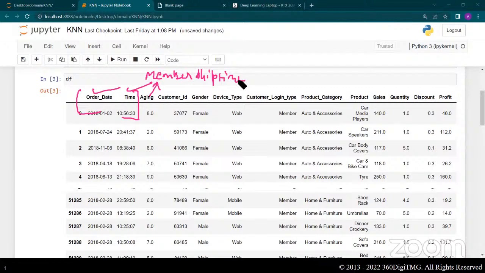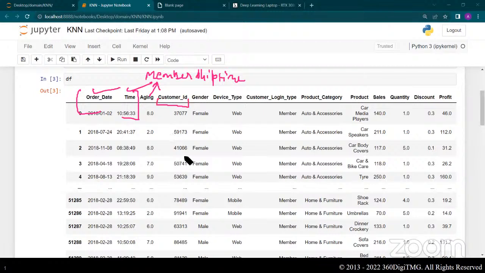Now if you are on Amazon and you have a Prime membership, over time you'll see that as your Prime membership length increases, you might be getting more and more benefits. So a similar thing we have here. Let's just use that as an example. This is not Amazon data, this is something else. So membership. Then you have the customer ID.